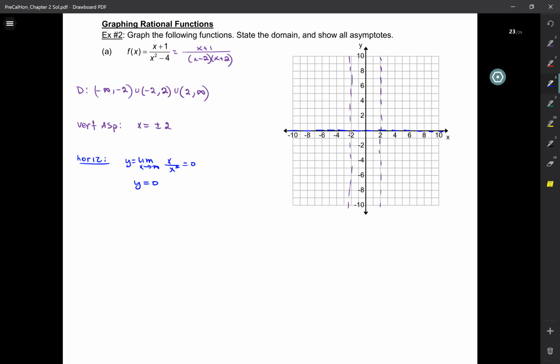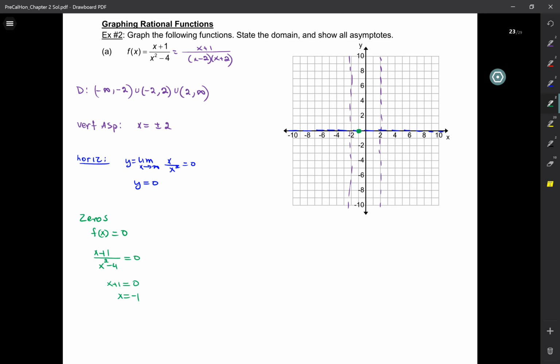All right, so let's see if there are any zeros. To find the zeros, I need to set f of x equal to 0. So x plus 1 over x squared minus 4 equals 0. When you cross multiply, x plus 1 is equal to 0, so x equals -1. So at x equals -1, there is a 0. All right, and again, it can happen.